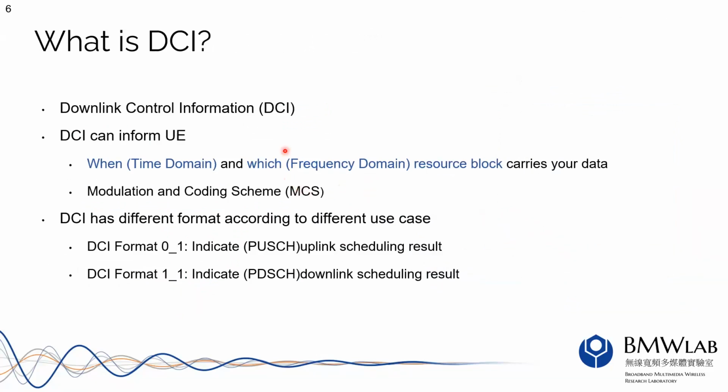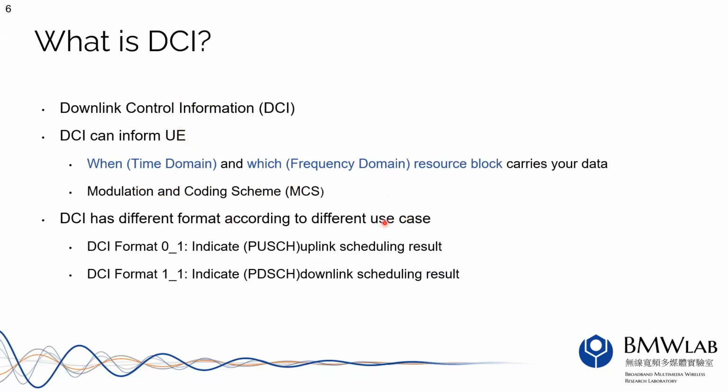On this page, I will show what is the DCI, downlink control information. Actually, DCI is used to inform the UE when and which resource block carries your data, and to inform it what modulation and coding scheme, also known as MCS.